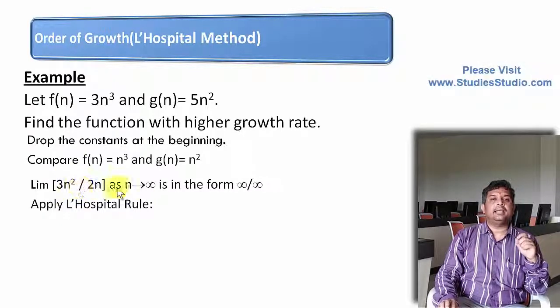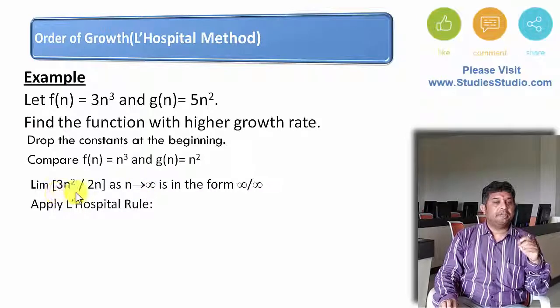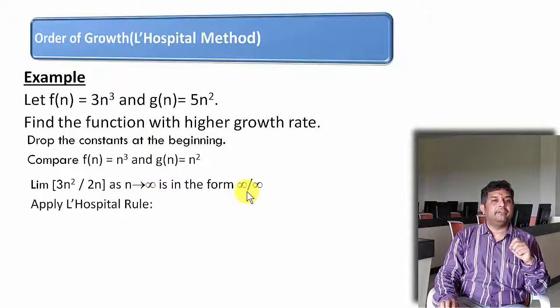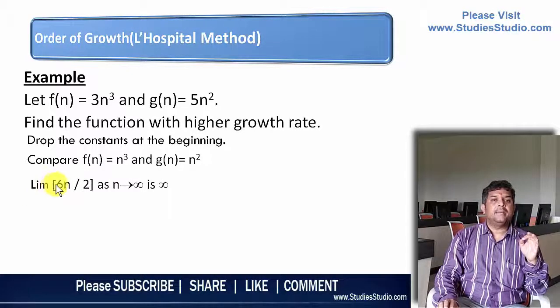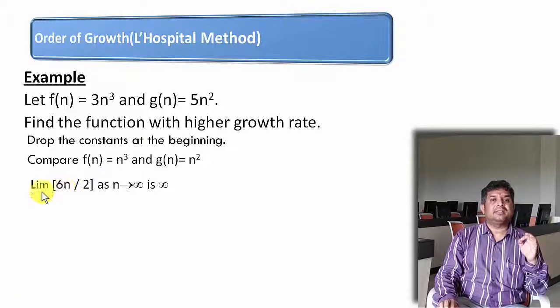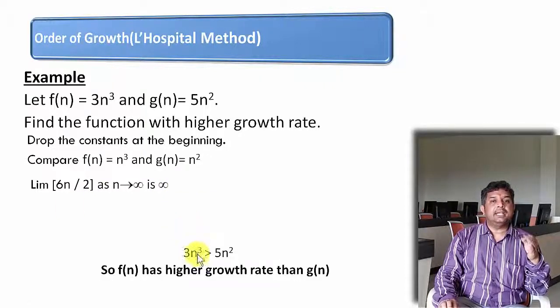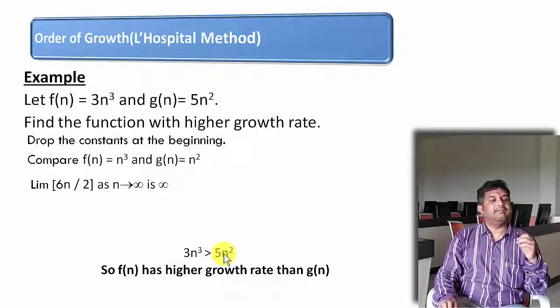If we again take limit as n tends to infinity, again it is an infinity by infinity form. Again we will apply L'Hospital rule. Again we are going to differentiate the numerator and denominator separately. So we will get 6n by 2. Limit 6n by 2 as n tends to infinity is infinity. We got a value as infinity, and according to the formula we can say f grows faster than g, because 3n cube is greater than 5n square.